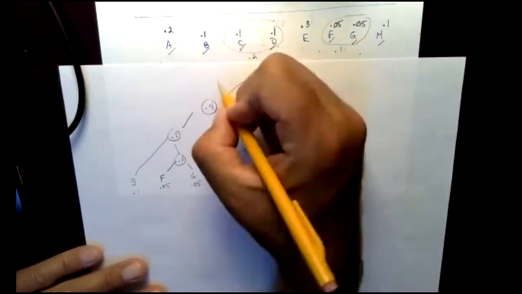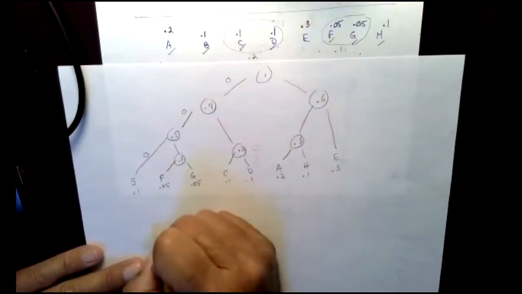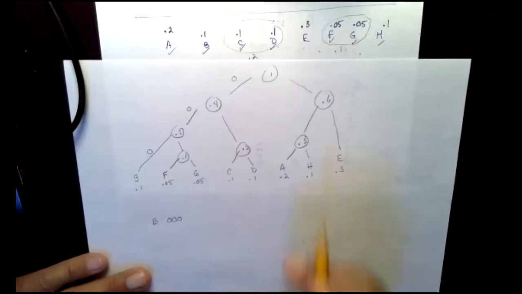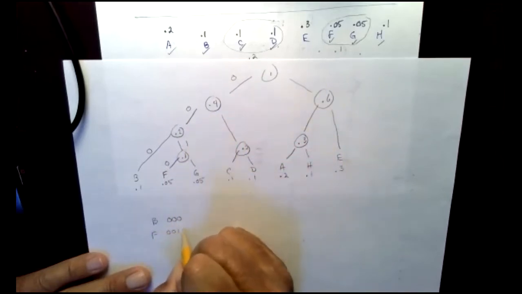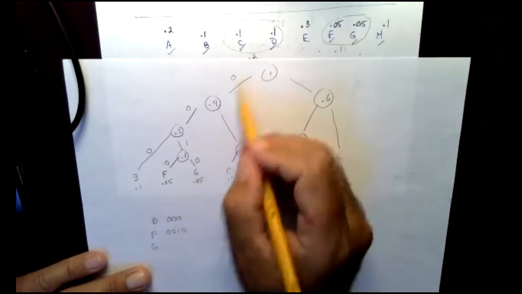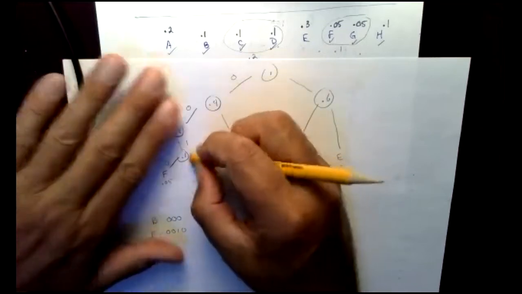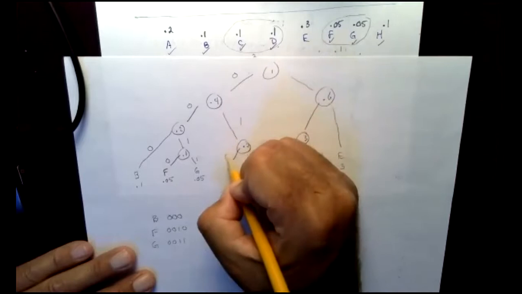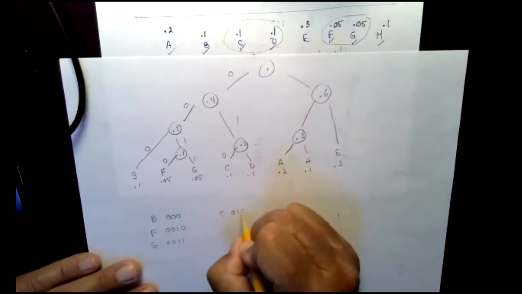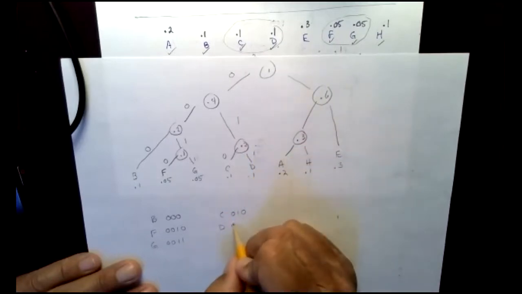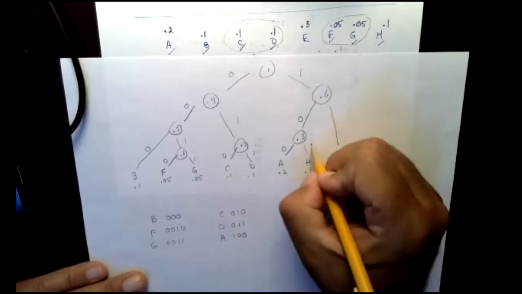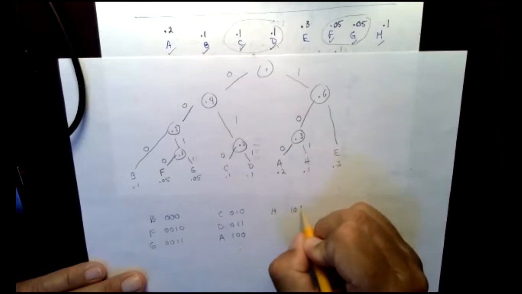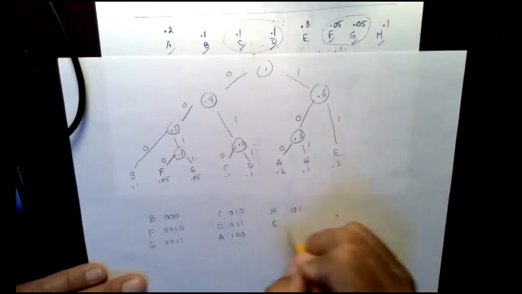All right, going down the left, 0, 0, 0. Looks like B is going to be three zeros. This is a 1, this is a 0. Looks like F is going to be 0, 0, 1, 0. G is going to be 0, 0, 1, 1. C is going to be 0, 1, 0. D is going to be 0, 1, 1. This is a 1, a 0, and a 0. A is going to be 1, 0, 0. H is going to be 1, 0, 1. And finally, E is going to be a 1, 1.